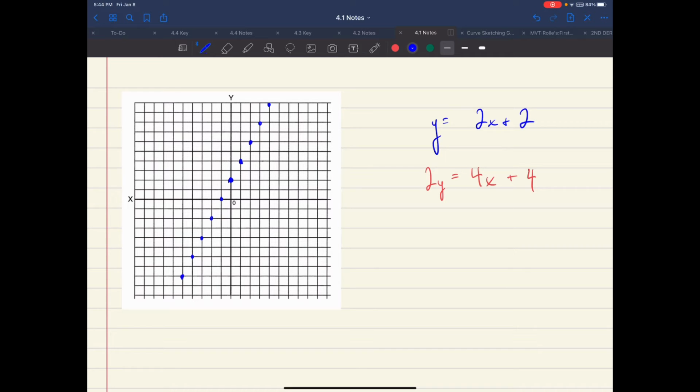For the second equation, we're going to have to solve that for y first. So what I'll do is divide everything by 2. Divide by 2, divide by 2. And then I would get y equals 2x plus 2. Well, that's the exact same line as this. So if I draw that right on top of it, there you go, it's right there.